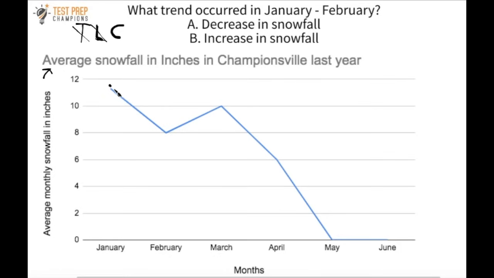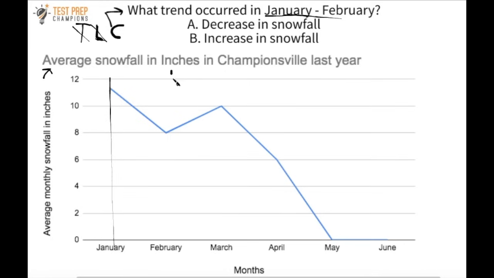And we see this line here on the graph. We see all this information on the graph, but what do we need to focus on? What part of the graph should we focus on? Well, remember, the question is going to tell us what part of the graph to look at in most cases. So it says, what trend occurred in January through February? So what do I need to look at on the graph? Well, I need to look at what's going on between January and February.